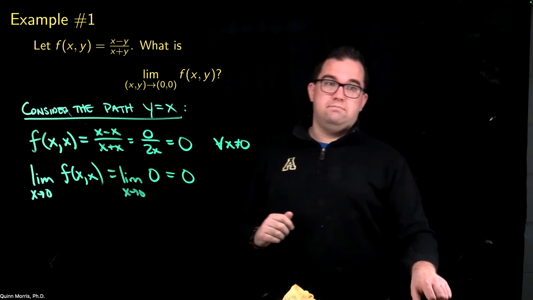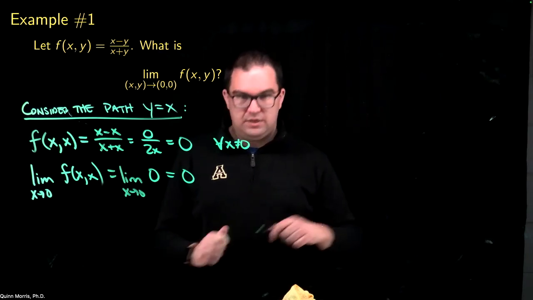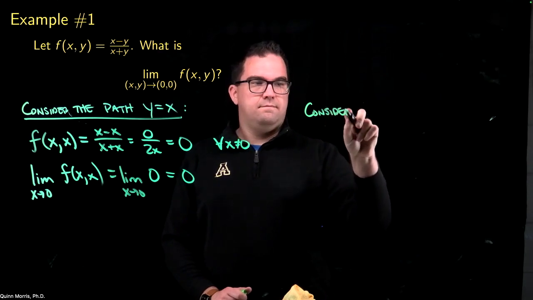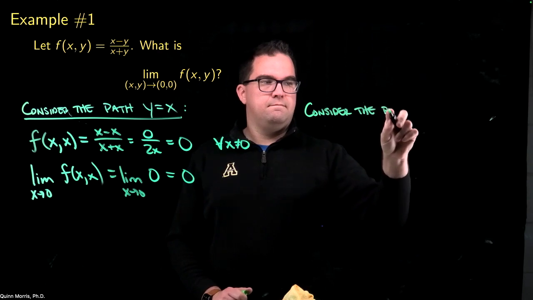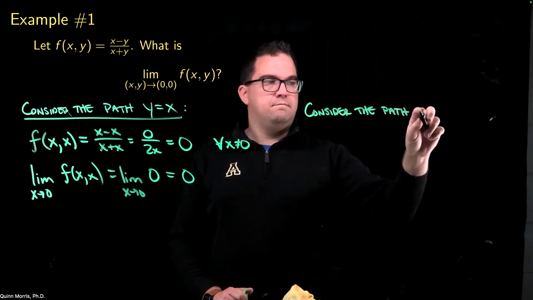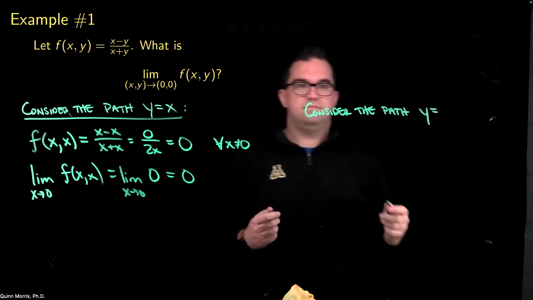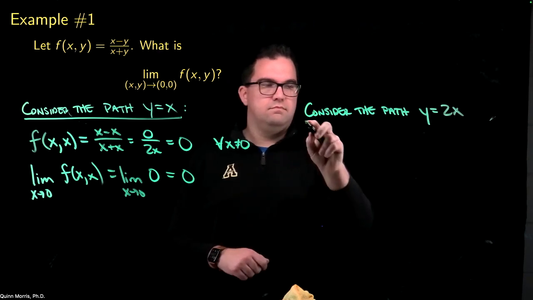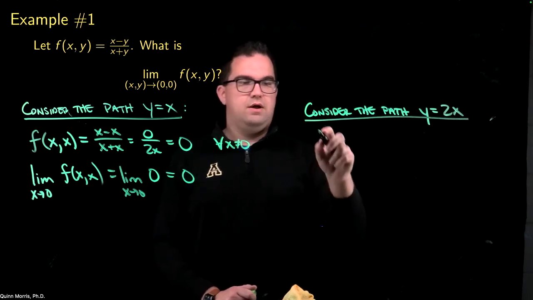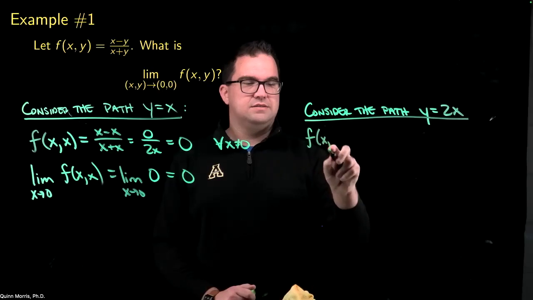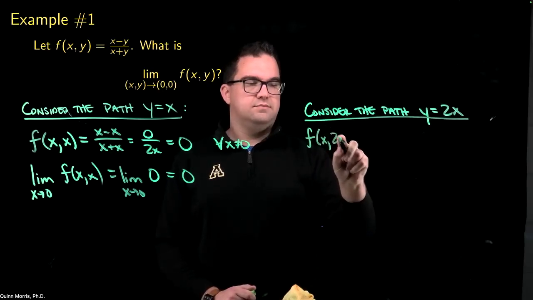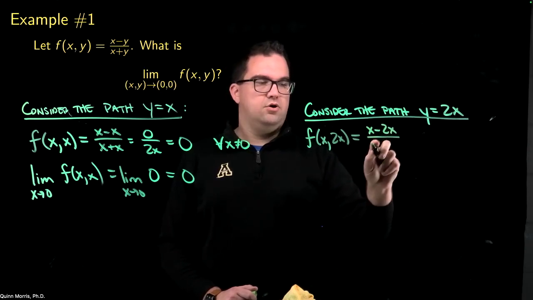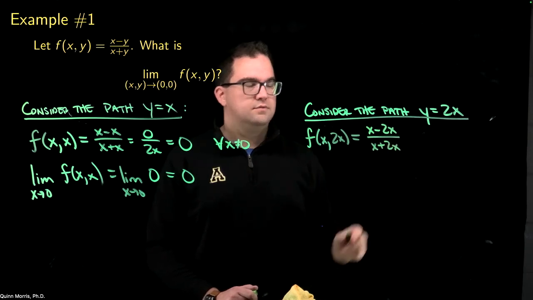All right. Well, let's look along a slightly different path. Okay. So what if I consider the path, let's choose another line, right? Like y is equal to 2x. Okay. Well, what happens then? Well, we'd have f of x. Now my y is going to be 2x. So now my function is going to look like x minus 2x over x plus 2x.